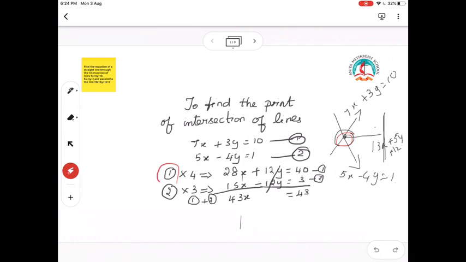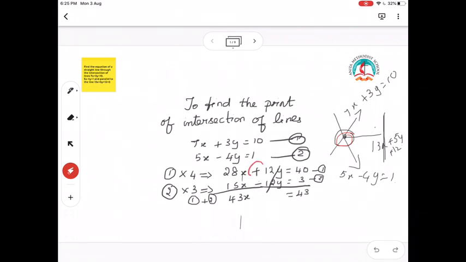So, we are writing equation number 1 multiplying by 4 throughout the full equation. 7 4s are 28x, 3 4s are 12y, and 10 4s are 40. Consider this equation number 1. Next, second equation 5x minus 4y equal to 1. You are multiplying by 3. So, 5 3s are 15x, 4 3s are 12y, equal to 1 3 is 3.